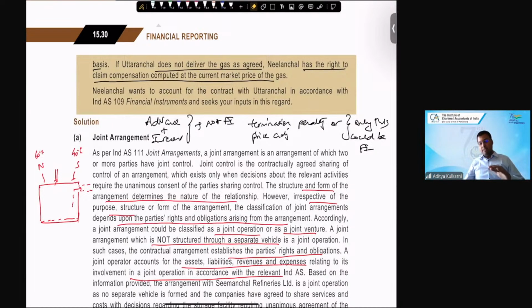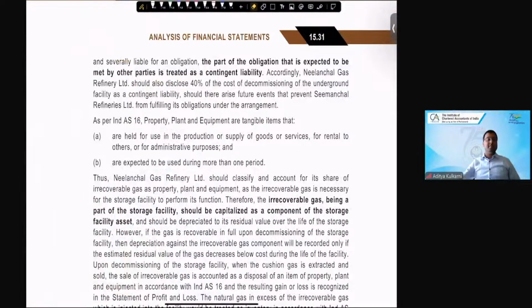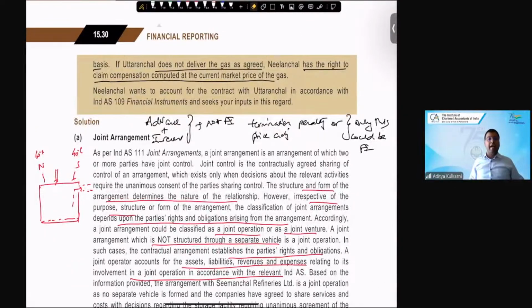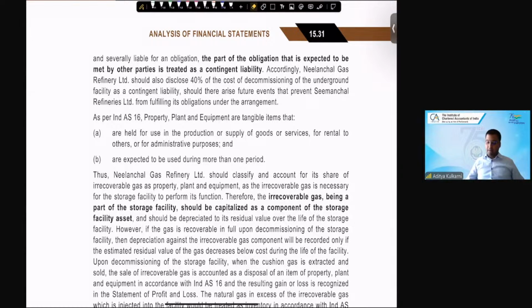So can I say that the irrecoverable gas has such a critical functionality that it is helping monetize the gas that is stored in the facility? So can I say that this irrecoverable gas is nothing but property, plant and equipment? Yes, sir. It's very difficult to imagine, right? Because for us, only the storage facility is an asset, an item of property, plant and equipment. Can the gas become an asset is something which probably we could not even imagine, right? Yes, sir. So therefore, this gas is also a part of property, plant and equipment.